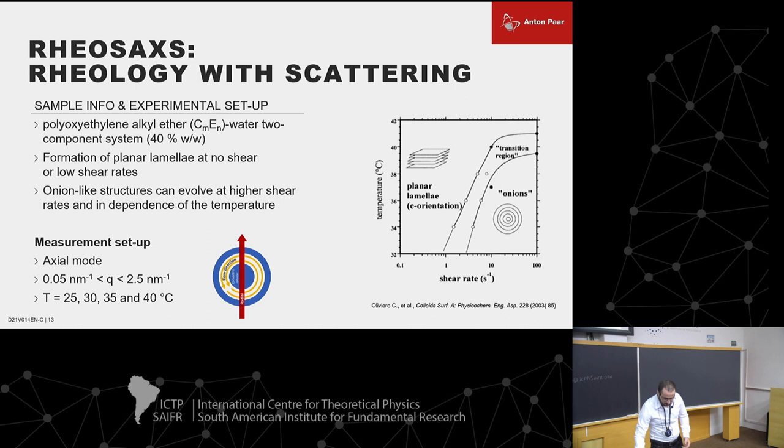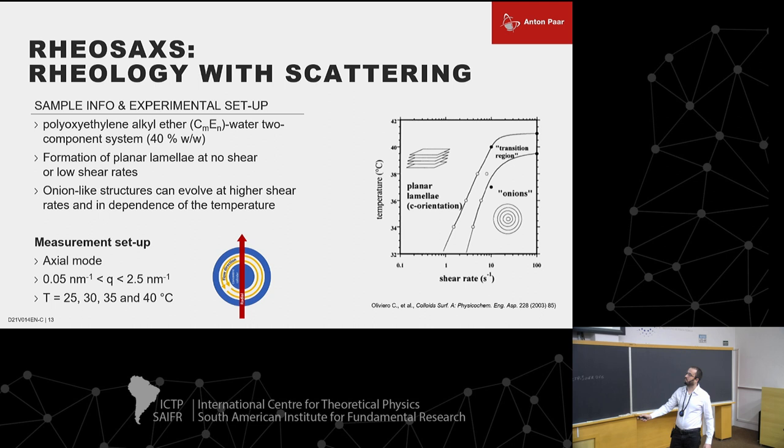So for these measurements, the axial mode was used. The Q value was between 0.05 and 2.5 per nanometer, sorry. And the temperatures used ranged from 25 to 40 degrees. So here we have the characterization at 25 degrees.